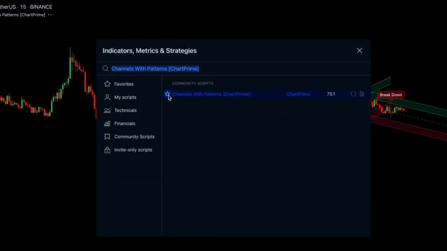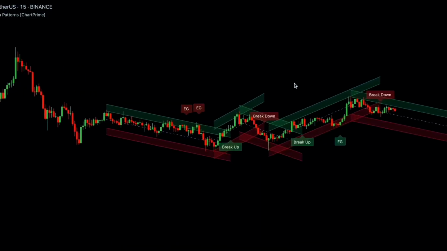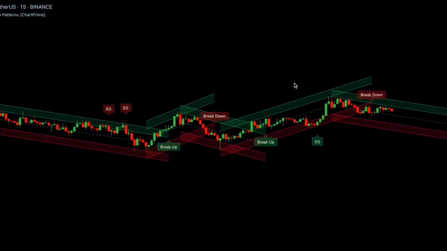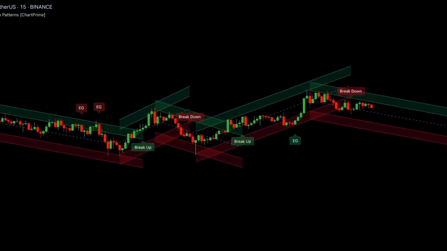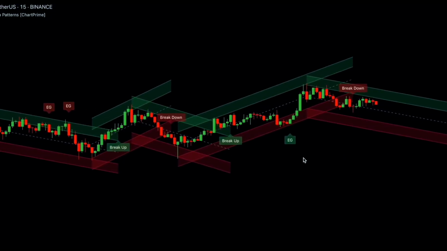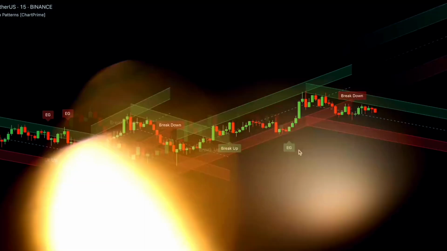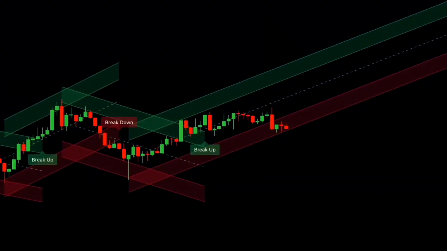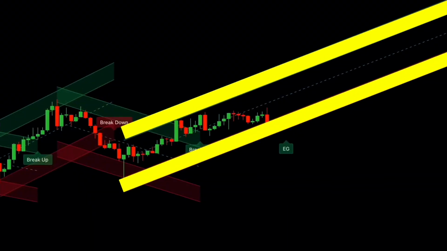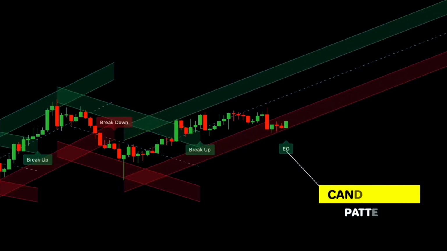Coming in at number 4 is channels with patterns, another exceptional tool from Chart Prime. This indicator automatically detects price channels, which are crucial for understanding trend direction and potential reversal zones. It also filters out candlestick patterns like bearish engulfing or doji, allowing you to see when a key pattern occurs within a trend channel.